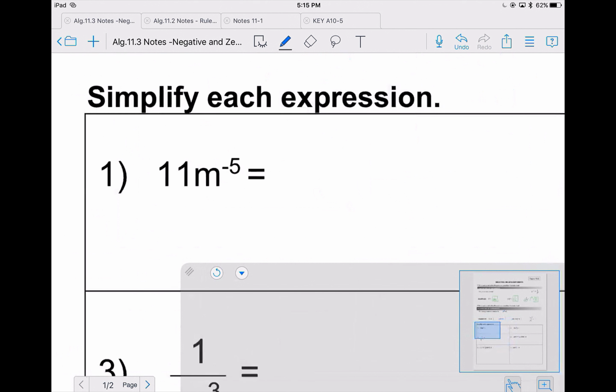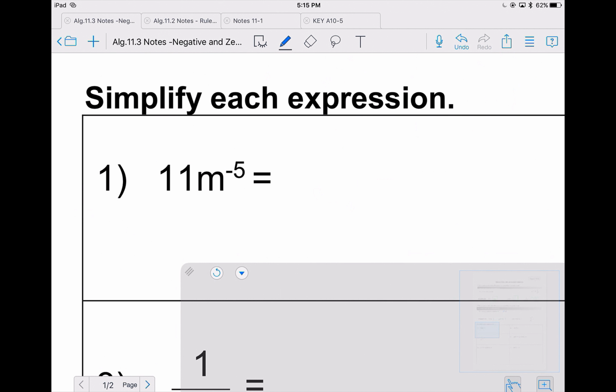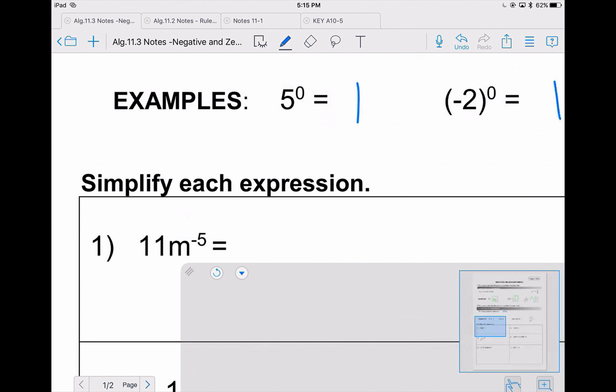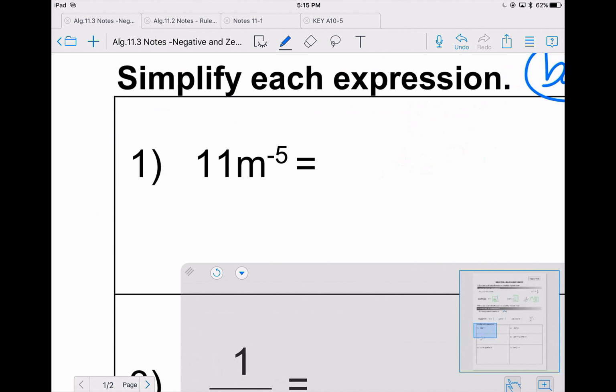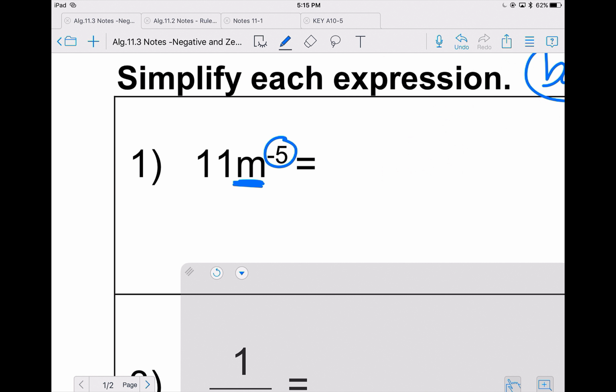So when we look at example 1, we have 11m to the negative 5. Remember that we have our base with the exponent up at the top, and the exponent is only on the base that it is directly next to. Unless you see parentheses, it's only on that base. So for problem 1, m is the only thing being raised to the negative 5. 11 has an invisible 1.